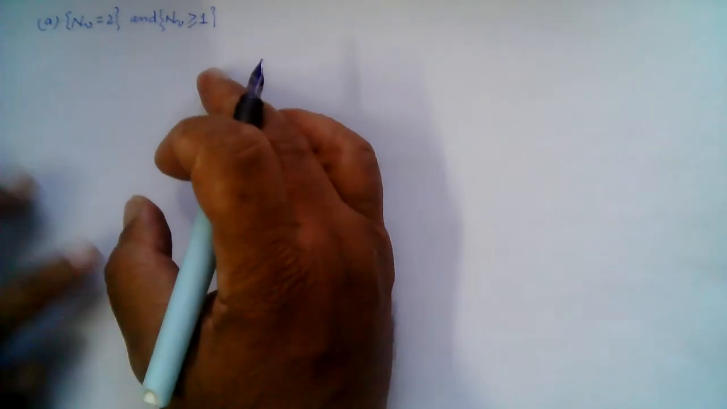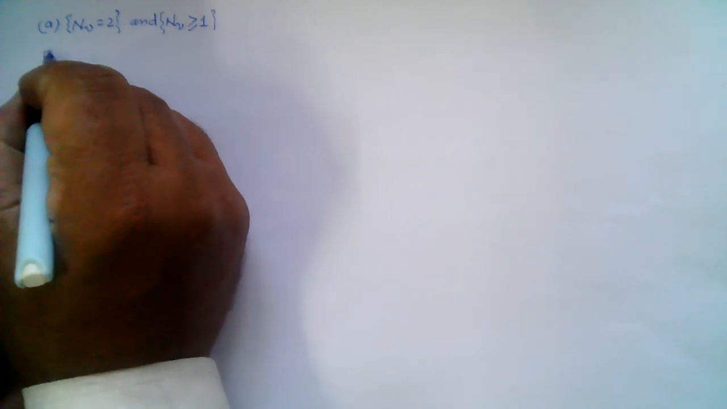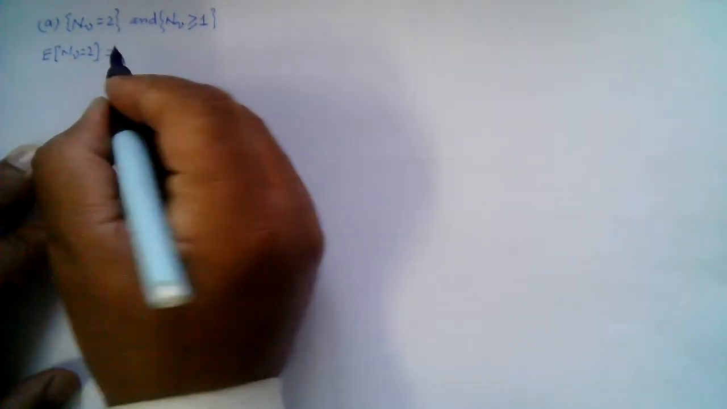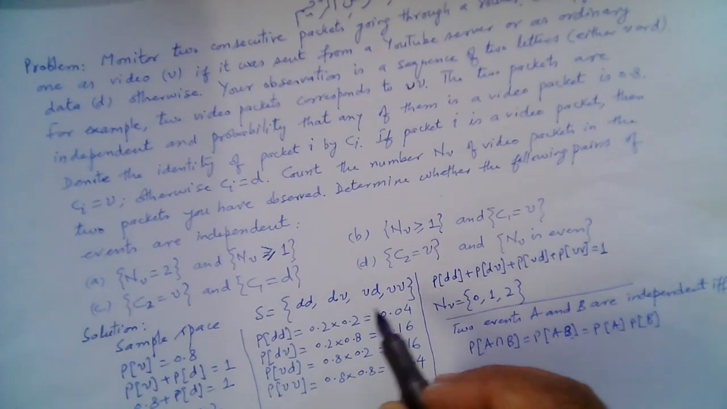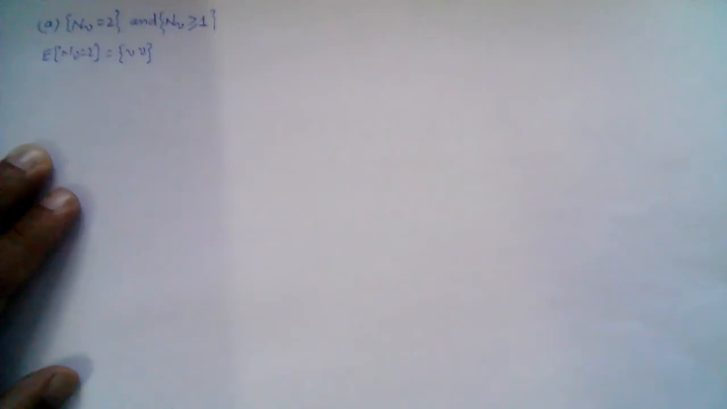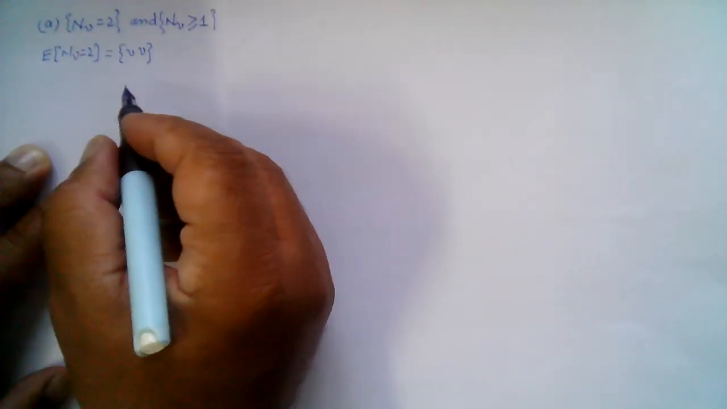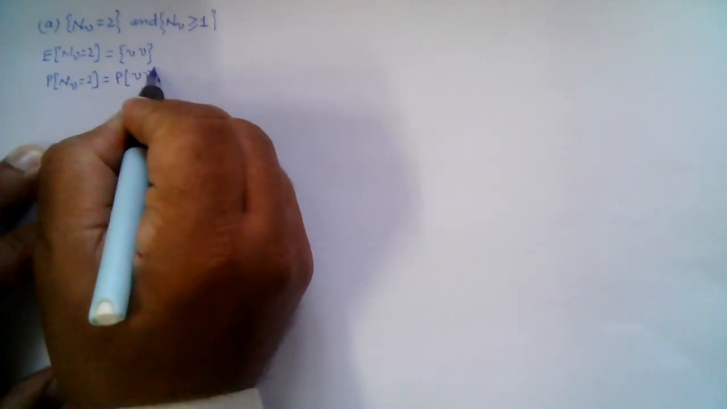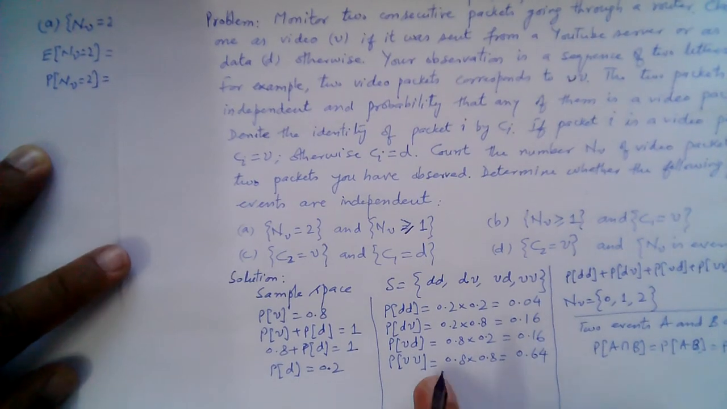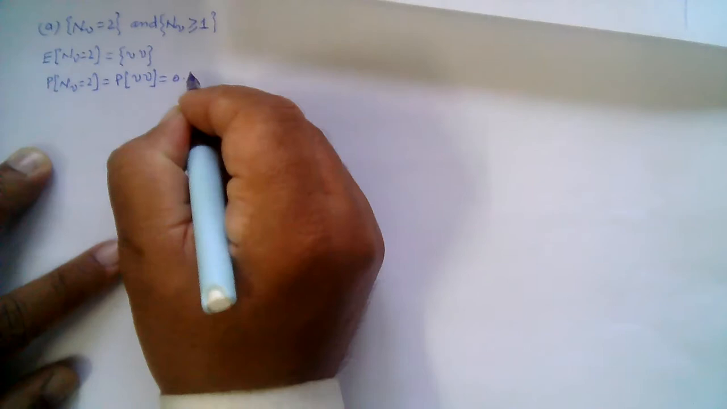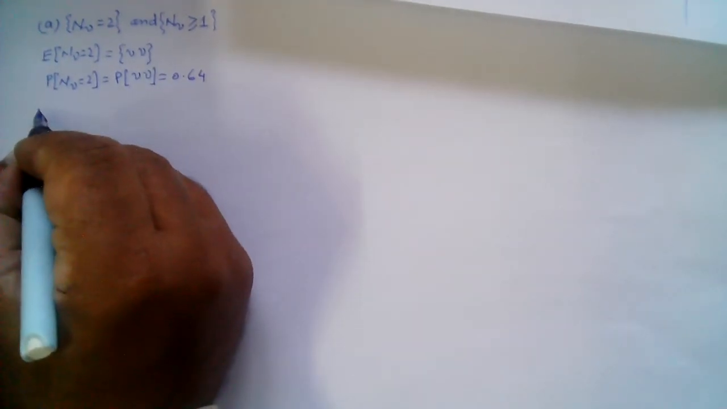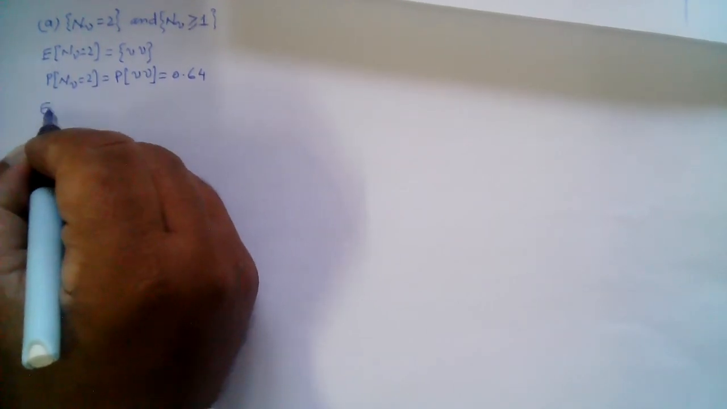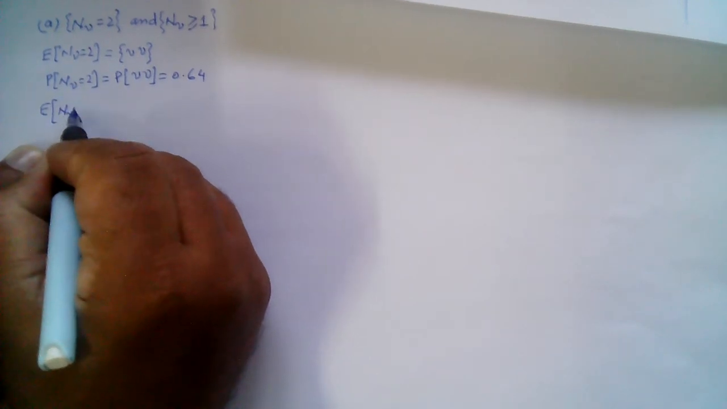So in this case, event NV is equal to 2 means the number of video packets is 2. From the sample space, we see that this is only one outcome, this one. So this corresponds to the event VV, right? And the probability of the event NV equal to 2 is the probability of VV. We found this probability to be 0.64, right? And the second event, I'm denoting by E, is that NV is greater than or equal to 1.